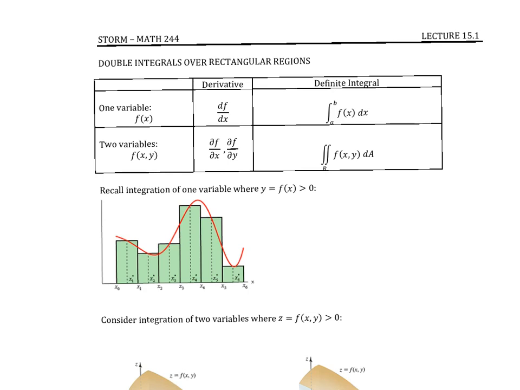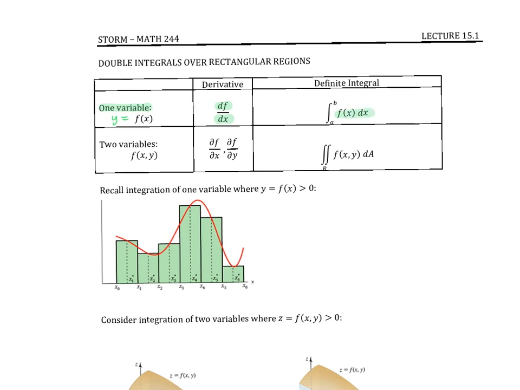Okay, so we're going to start our chapter 15 by looking at what we call iterated integrals. So recall from Calculus 1, if you have a function of one variable, so maybe this is some function y equal to f of x, well, one thing we could do is we could differentiate this function with respect to the variable x. And then another thing that we could do is we could integrate this function with respect to the variable x.